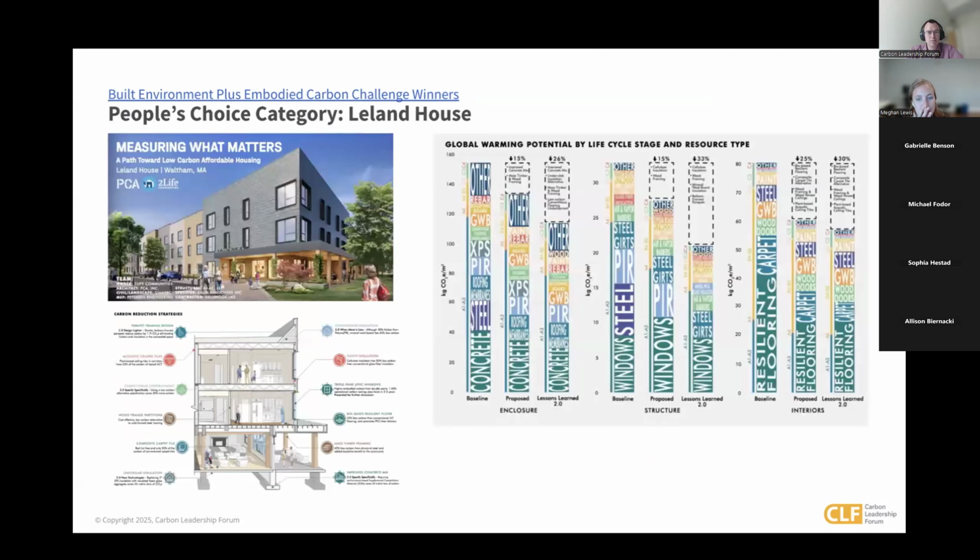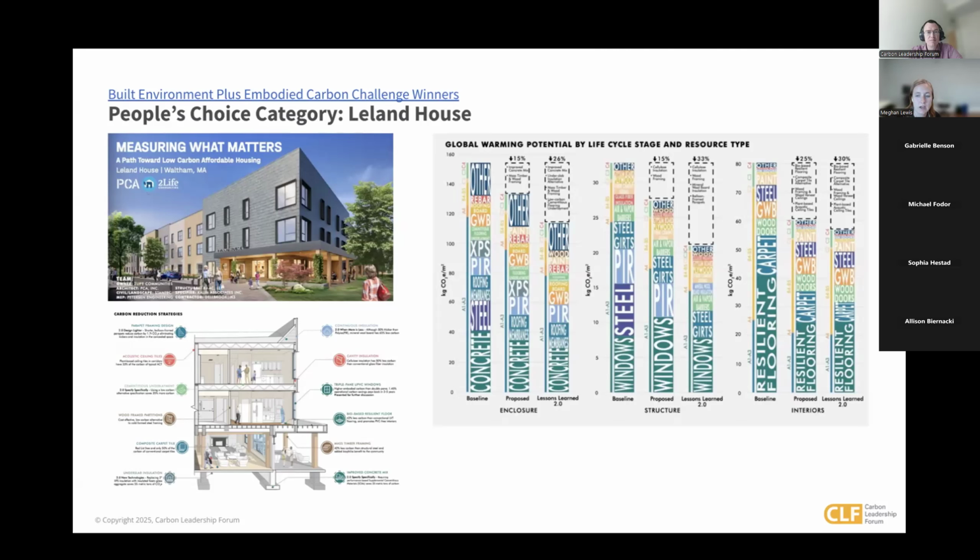And the last one I'll share briefly is the People's Choice category for that award. Those awards went to an affordable housing project called Leland House. This project I like, so you can kind of see their graphics. There's a lot going on. But it's fun because they show where they could have gone farther based on what they learned during the project.